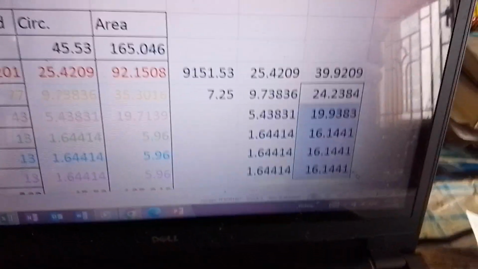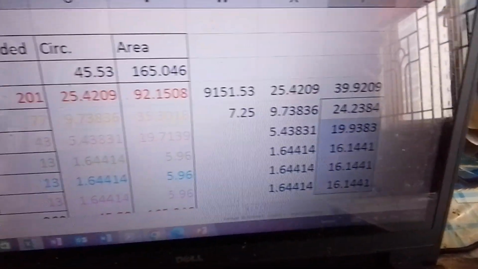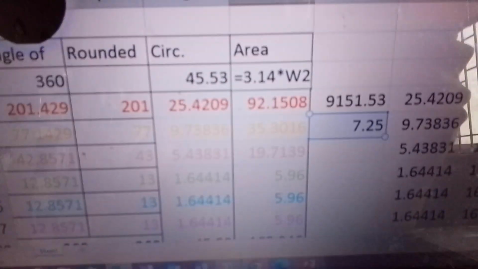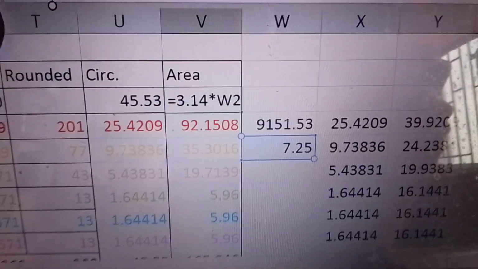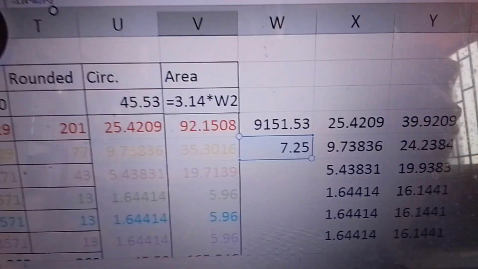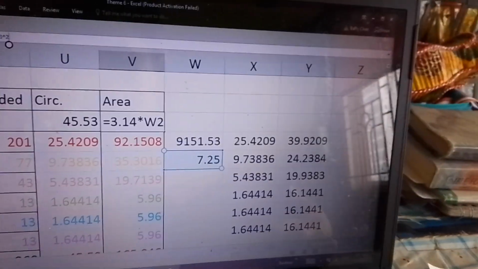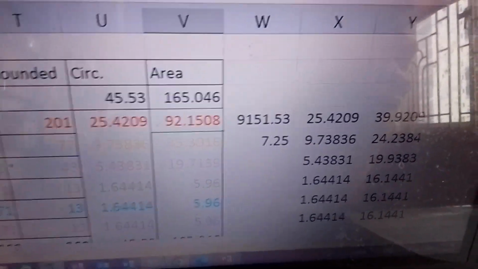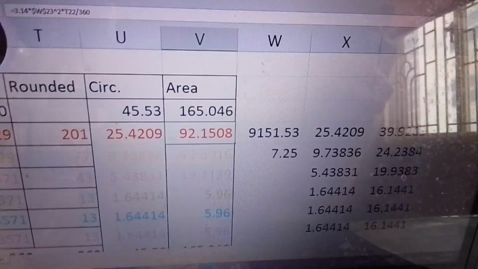Now, for area, mabilis lang yun. Di ba, remember, for the area of the circle, ang formula ay pi times the radius squared divided by 2. Remember, what's the radius squared? 7.25. Di ba? So, we square it and we should get 165.046. Okay? Now, the formula goes like this.